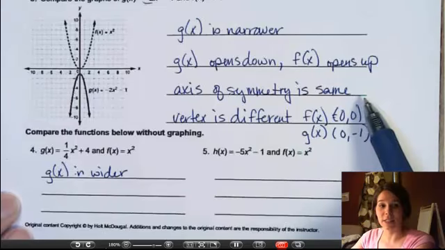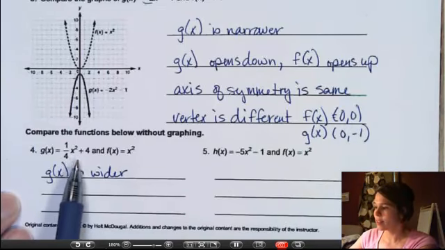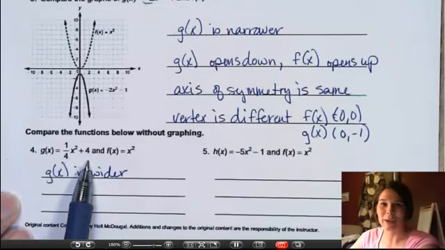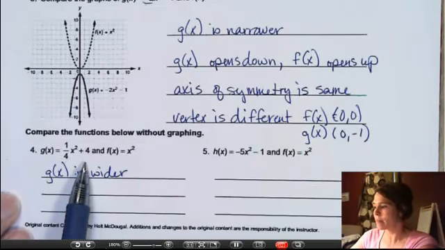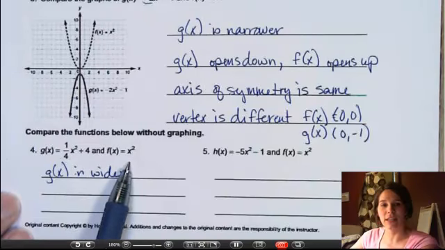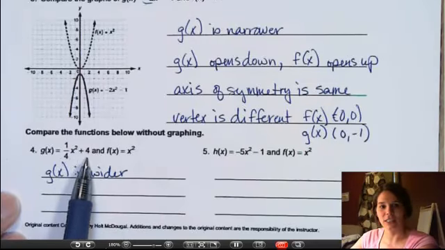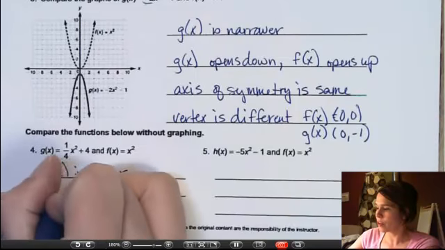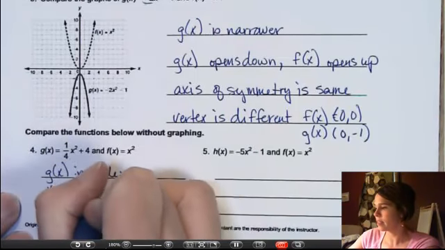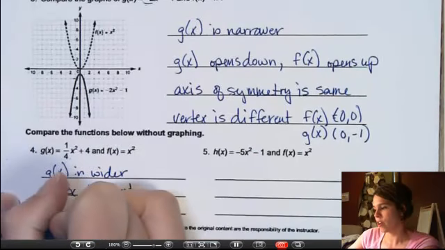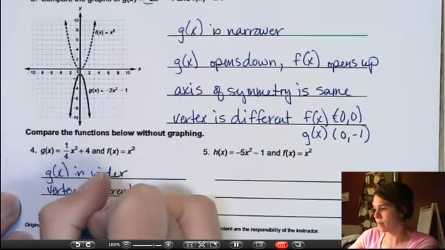Let's look at the axis of symmetry. The axis of symmetry is going to be the same. We're going to learn a little bit later, b is going to be our axis of symmetry changer. But I've shifted one of them. So my parent function's vertex is at 0, 0. But this vertex is different because I've changed the c value. So vertex different. I forgot, axis of symmetry same.